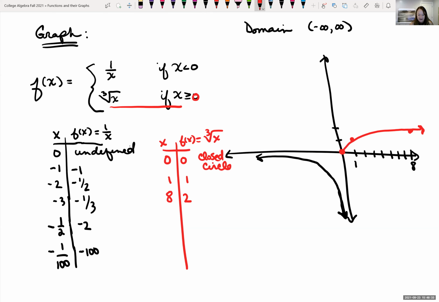So if I'm looking at the range, even though there's a jump in here on my graph, I'm hitting all my y values. So the first equation, 1 over x, is hitting all the values from -infinity up to 0, but not including 0. And then the second equation is hitting all the y values from 0 to infinity. And so our range is all real numbers. The intercept is at the origin.